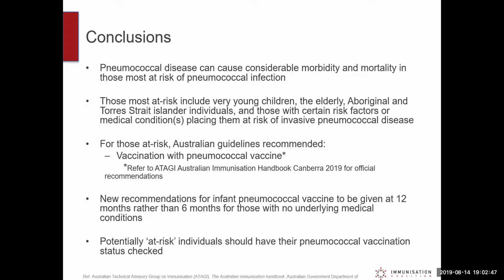Thank you, Susie. So just to conclude, we know that pneumococcal disease can cause considerable morbidity and mortality. The very young children, the elderly, Aboriginal and Torres Strait Islanders and people with chronic medical conditions are at increased risk. There are guidelines in the handbook. Certainly use the Pneumosmart vaccination tool as well. Just make sure that those children that are eligible for that dose of Prevnar 13 at 6 months are actually getting it, but children without medical conditions are getting their 3rd dose at 12 months of age. And just making sure that you are checking all of your patients if they have chronic medical conditions, so whether they've had the right vaccine schedule.